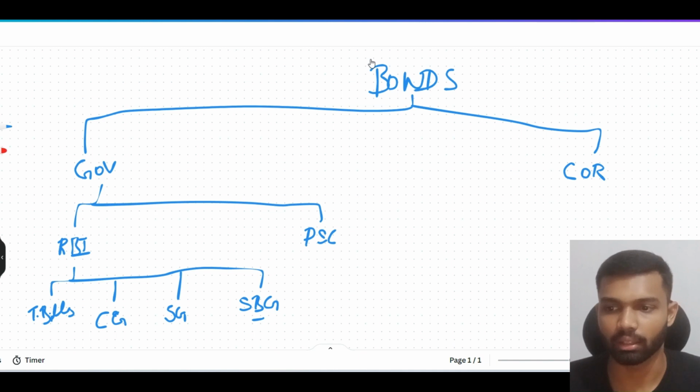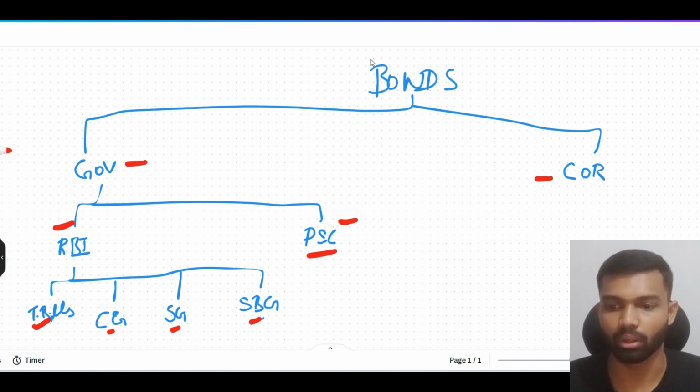First, we can classify bonds into two types, that is government bonds and corporate bonds. In government bonds also there are two types, one issued by the RBI and another issued by public sector companies, the companies in which the government has more than 15% stake. Further, RBI bonds can be classified into four types. One is T-bills, called money market funds or short term bonds, which we will see in a further video. Another is the bond issued on behalf of the central government, that is CG, the bond issued on behalf of state governments, called SG, and SGB, that is sovereign gold bonds.